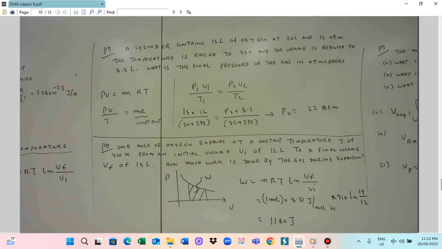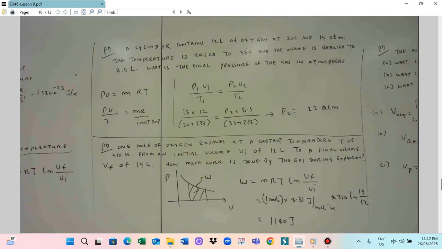W is equal to nRT ln VF by VI. Here n is one mole of the gas, R is 8.31 joule per mole degree Kelvin, and the temperature we already know is 310 Kelvin. ln means the final volume divided by the initial volume. The initial volume VI is 12 liter and the final volume VF is 19 liter. So 19 divided by 12. By solving this, we get 1180 joule.